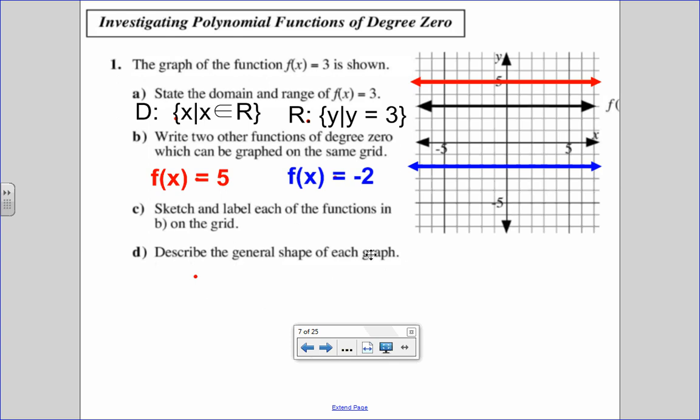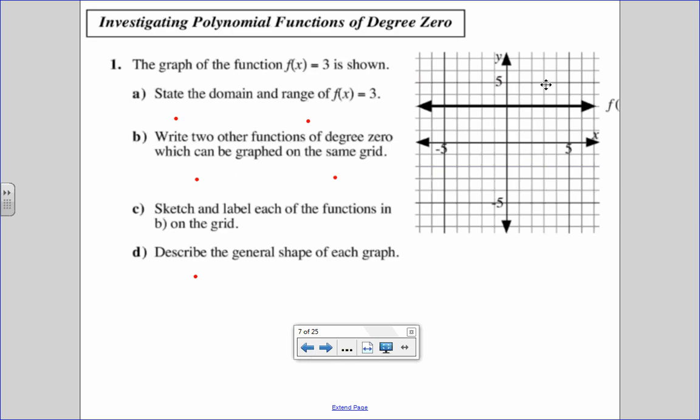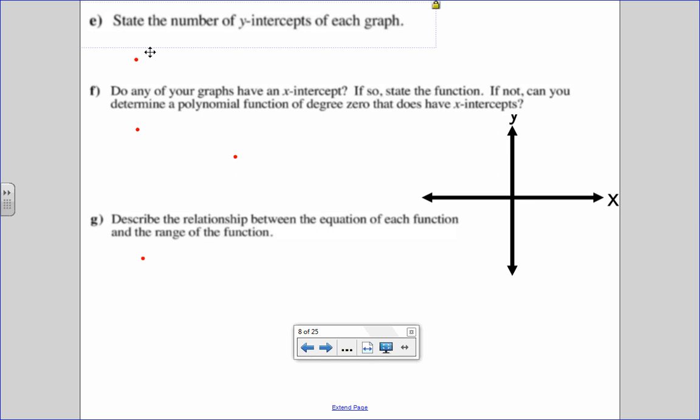Describe the general shape of each graph. Well, you can see that each graph is a line, but not just any line, it's a horizontal line. So those are some of the properties of degree 0. Now, the number of y-intercepts that each graph had. If we go back here and look at our graphs here, we can see that the number of y-intercepts are always 1, 1, 1, and 1. They all have a y-intercept of 1.